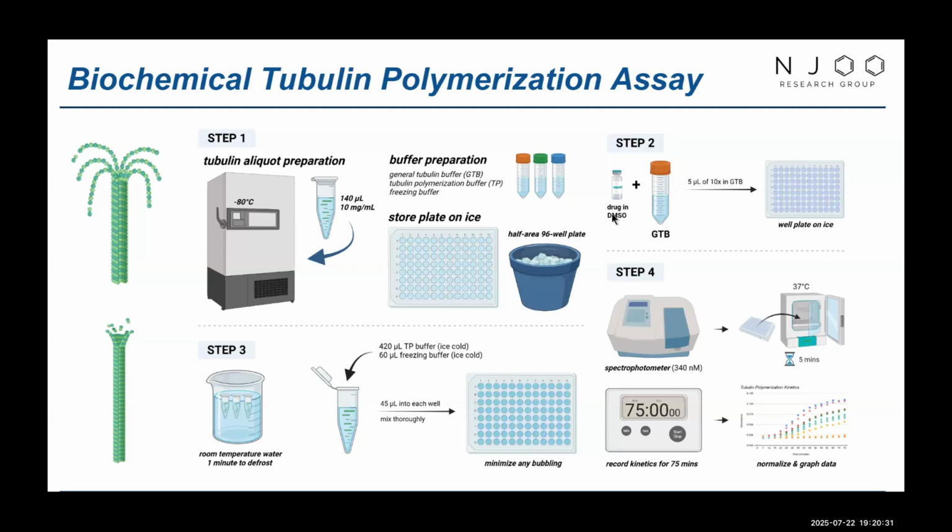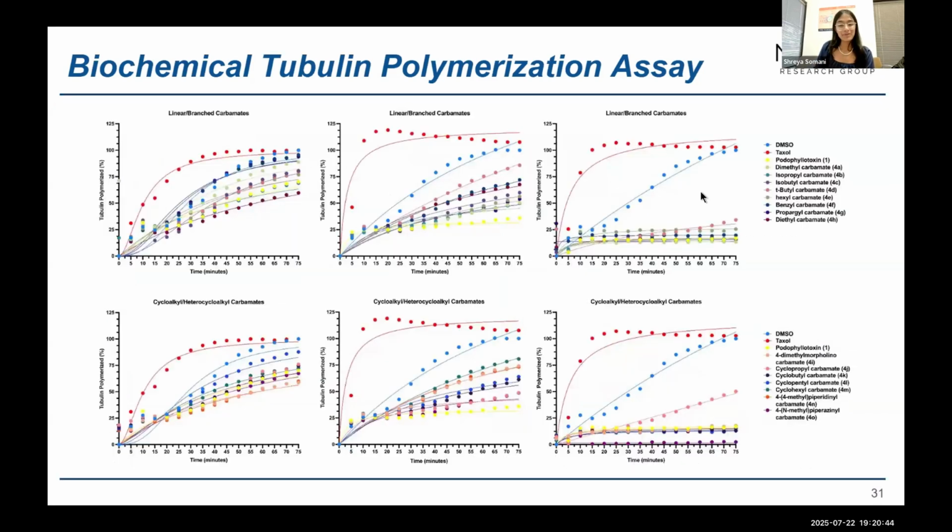In between these 5-minute intervals, we incubate the plate at 37 degrees to mimic the normal body temperature. After this is done, we're able to normalize and graph the data. Now, there's a lot of things on the slide, but let's break it down. So this assay basically tells us the rate at which tubulin polymerizes.